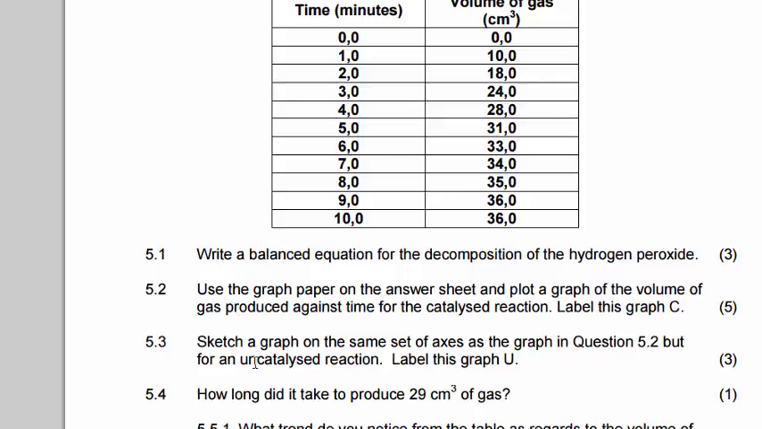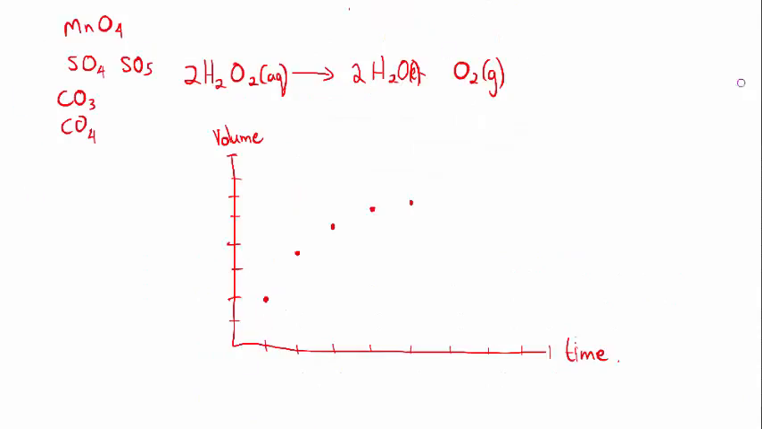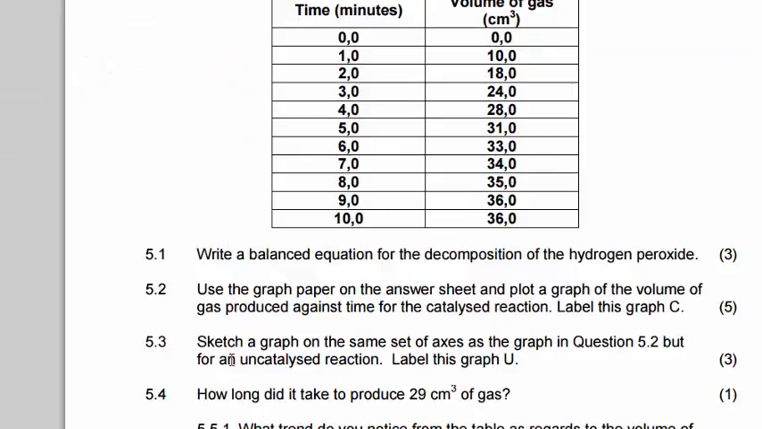Okay, and so eventually after you've done that, I suggest even with a pencil, you just connect them with a smooth curve, and it should probably look something like that if we plotted all of them. Okay, then they ask us 5 marks. That's lovely. Okay, sketch a graph on the same set of axes as the question we just drew, but for an uncatalyzed reaction.